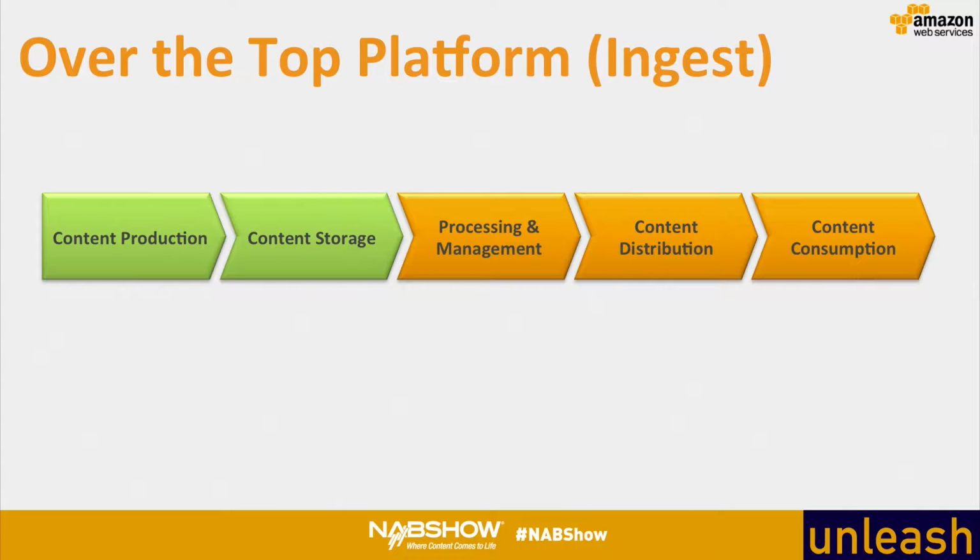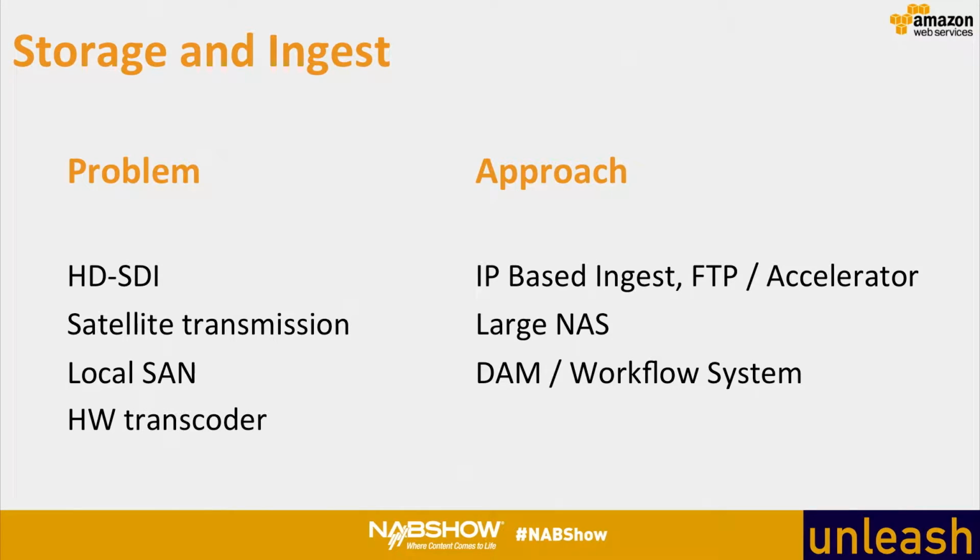So let's take first the ingest and store piece, right? That is basically your content production as well as the content storage. The problem that you'll have today, specifically on premises, is that you have an HD-SDI signal coming in. You may have a satellite transmission that you have to deal with. You have a pretty large-scale local SAN, which you are managing on premises, and you have hardware-based video transcoding or processing. In the OTT scenario, the approach will be, first of all, you want to have it all IP-based from an ingestion perspective, and we'll talk about some of the solutions there. Or you will have FTP or some kind of an accelerator to transfer files. You'll have a large cloud NAS or an object store such as S3, and you can have an asset management system or a workflow system on top of it to do various tasks in the OTT workflow as well as the delivery aspects.